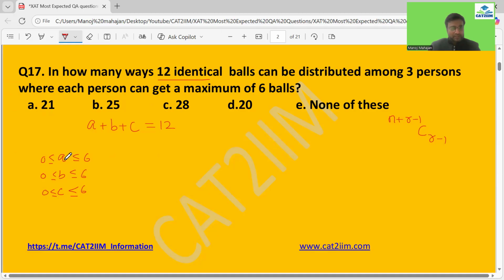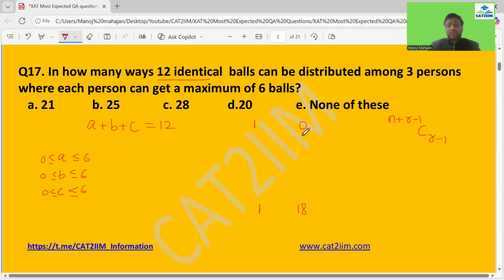Minimum I can give to A, B, C is what, 0 each. So if I look at making the sum total as 0, how many cases are we going to have? Only one. All of them becoming 0, right? Maximum I can give 6 to each of them. So if I wanted to make the total 18, I can also make that only with one case, giving each of them 6.